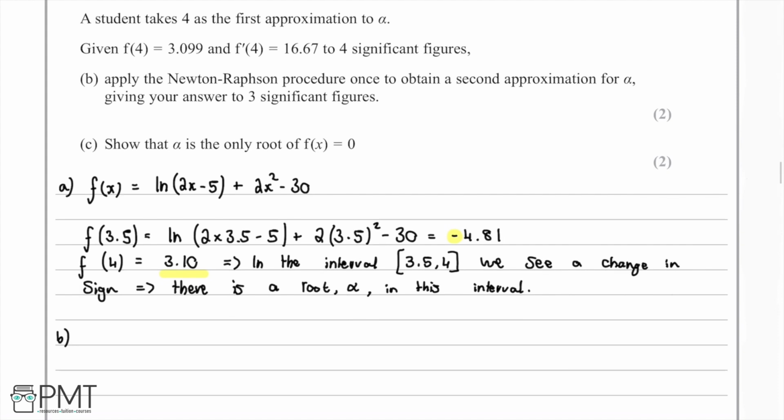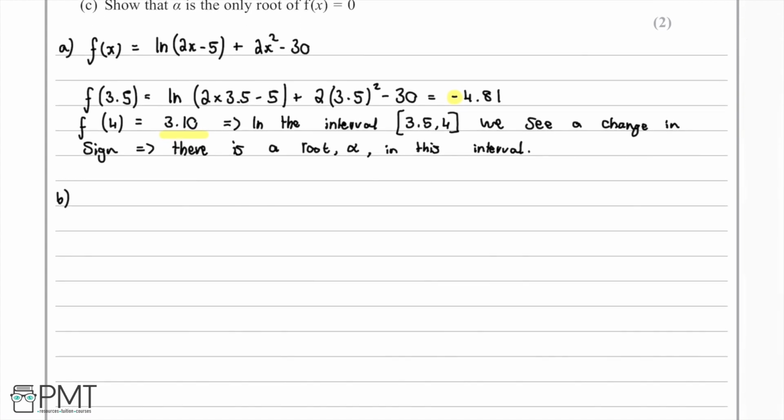So our first thing to recall is, what is the Newton-Raphson formula? You may remember that the Newton-Raphson formula is x of n plus 1 is equal to x of n, so our starting point, and we subtract f of x of n, and we divide that by f dash of x of n. This is important. This is the formula which we're going to use.